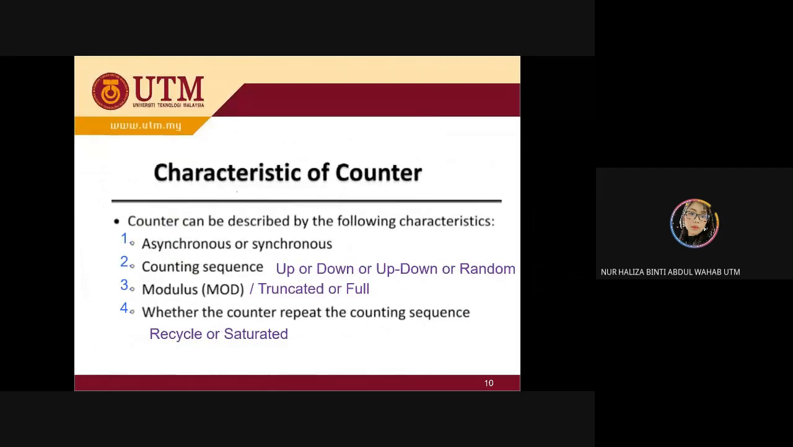And there are 4 characteristics of counter that you need to remember. So this can be asked in your part A also. Throughout all of this, you need to know the difference between asynchronous and synchronous, about the counter up, down, or random, and about modulus, whether it is truncated or full. Truncated and full, you saw yesterday the differentiation. Later on after this, we will go through a bit of recycle or saturate.